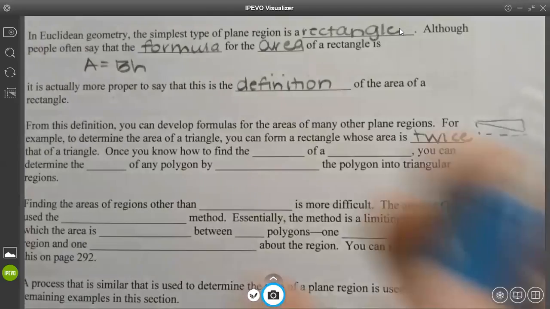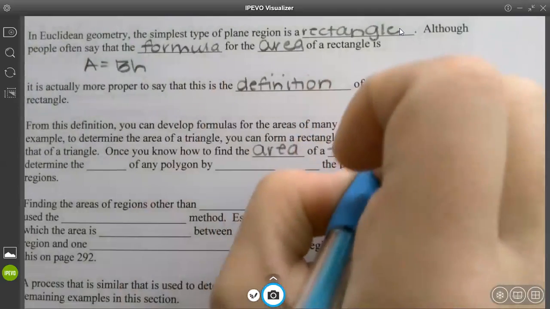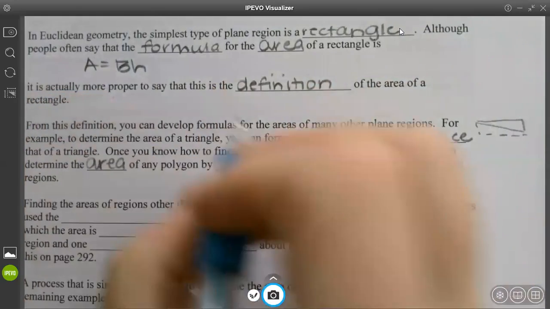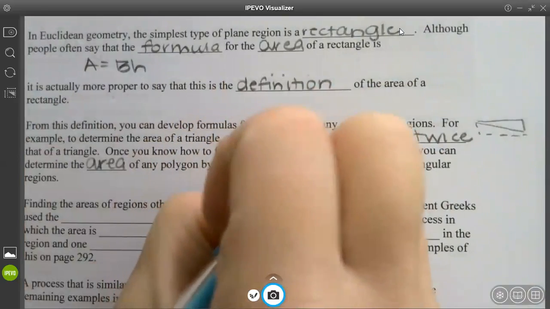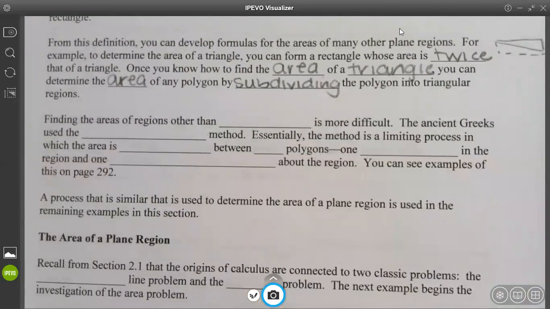Once you know how to find the area of a triangle, you can determine the area of any polygon by subdividing the polygon into triangular regions. So you did this in math 2. If you were trying to find the area of a hexagon, you split it into 6 triangles. Or an octagon, you split it into 8 triangles. You found the area of one of the triangles and then multiplied it by 8 or multiplied it by 6. Okay, if you don't remember that, you did it.